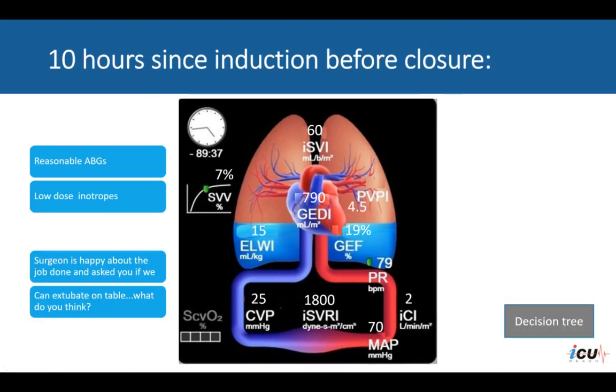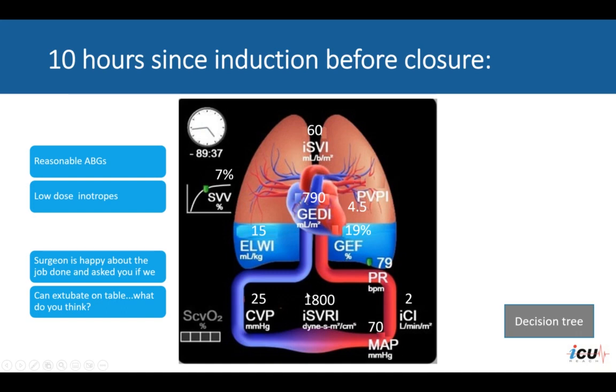Now, 10 hours since the induction, before closure, these are the parameters that you have. The surgeon is happy about the job and asks you if you can extubate the patient. So what do you think? Again, we evaluate preload. You see there's no problem with the preload. What about contractility? We are borderline. Cardiac index is 2. Global ejection fraction is 19.